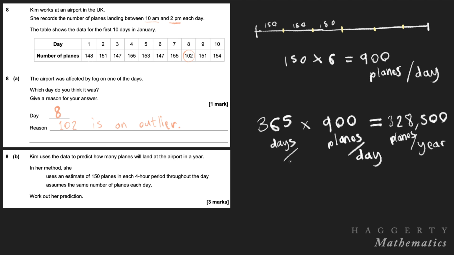And you could write this as days per year if you like, because then you can see how the day unit kind of cancels, right? Days over days just cancels, and you get left with planes per year.